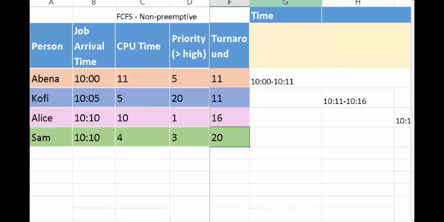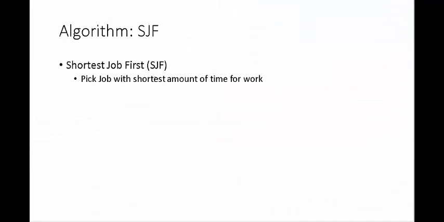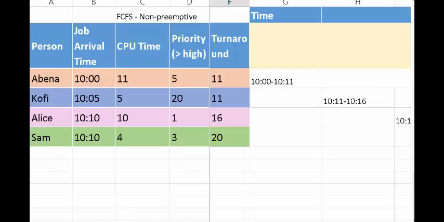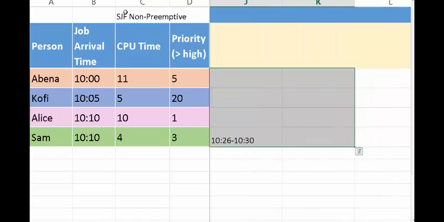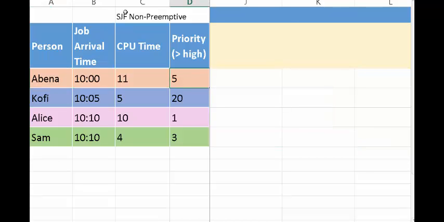Alright, let's look at another type of schedule. Let's say shortest job first. The idea with shortest job first is you are going to pick the job with the shortest amount of time. So let's clean this up and do shortest job first. Let's do non-preemptive first. So we're going to clean up all the stats and clean up everything.